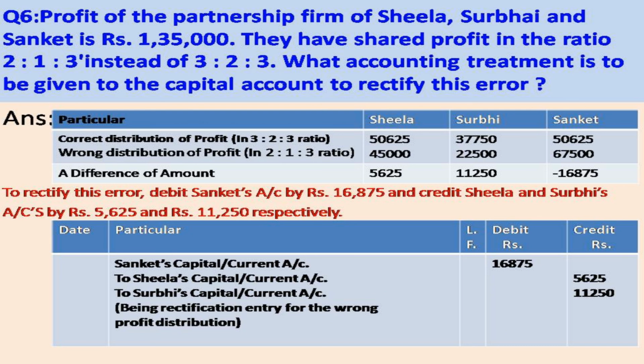Sanket's capital or current account debit 16,875 to Sheila's capital current account 5,625 to Surbhi's capital and current account 11,250. And in being we have to write rectification entry for the wrong profit distribution.